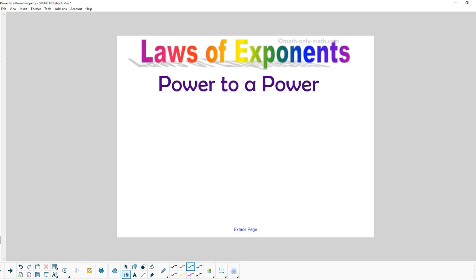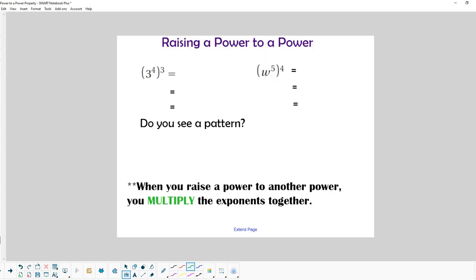All right, so today we're going to learn about a new rule for our exponents, and it's called power to a power. So basically, if we have 3 to the 4th power in parentheses and we raise it to the 3rd power, what we're saying is we have 3 to the 4th times 3 to the 4th times 3 to the 4th.